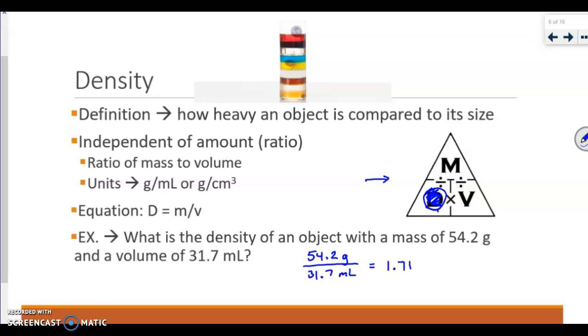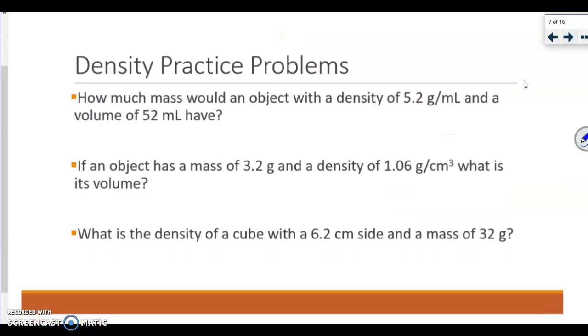I want my answer to be to 3 significant figures because this is 3 and this is 3. And then, of course, a number doesn't mean anything without a unit, so I have to put my unit of grams over mLs. Please pause the video at this time and try these practice problems.